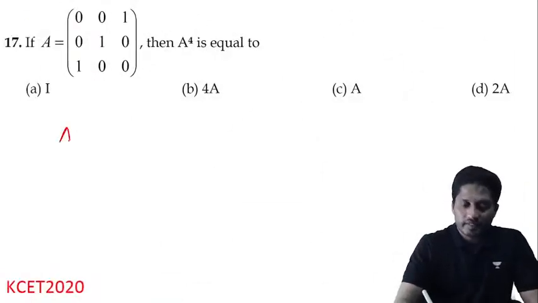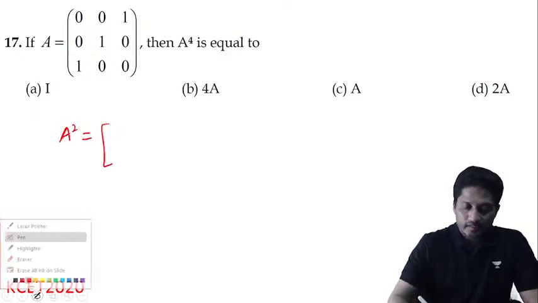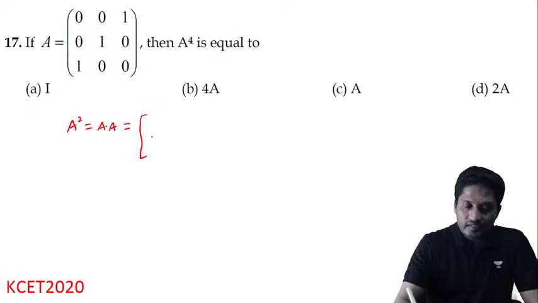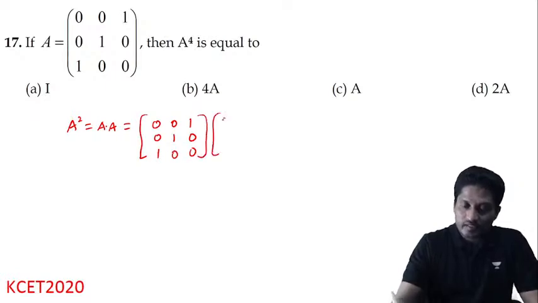First, I'll find out A square. A square is A into A, right? That is, matrix A square is equal to A into A. That is equal to matrix [0, 0, 1; 0, 1, 0; 1, 0, 0], times the same matrix [0, 0, 1; 0, 1, 0; 1, 0, 0].